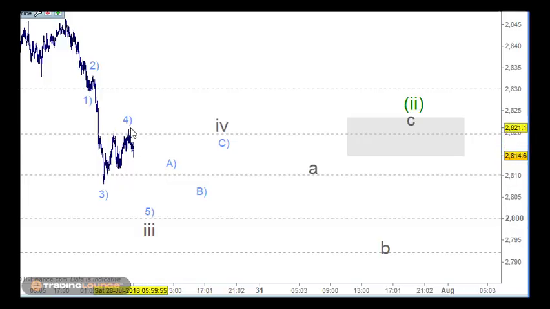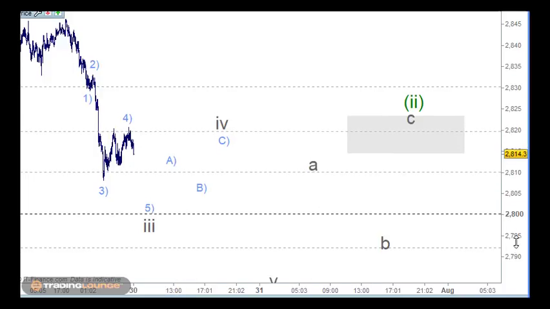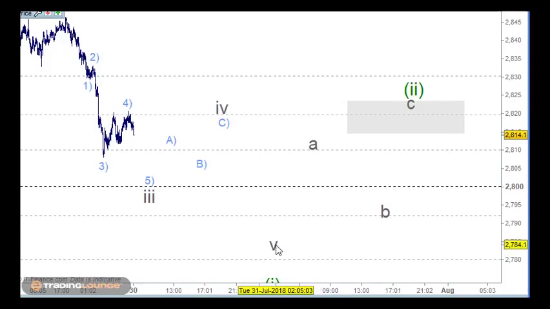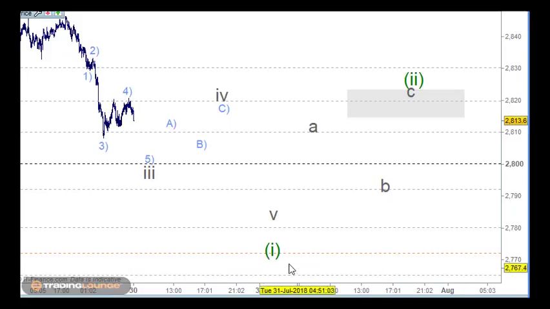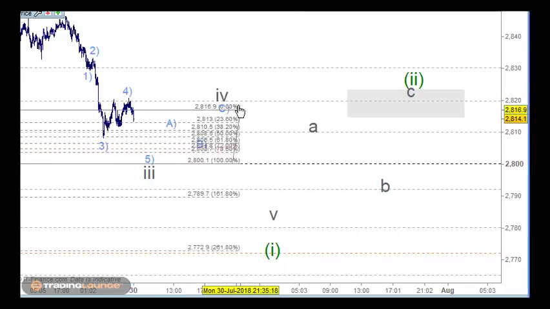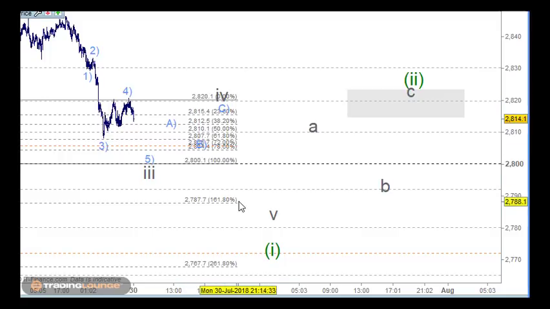But from wave 4 here, we should see a move down here to wave 5. We should see a bounce off the 2800 here, and then an A and a B and a C for wave 4, pulling back up to the wave 4 of one lesser degree, and then we'll see wave 5 move down. So how far will wave 5 move down? All I was doing here was thinking, well, this is going to bounce off here and come back to here. So what we could do is take this to here, and our first extension would be in here at 161.